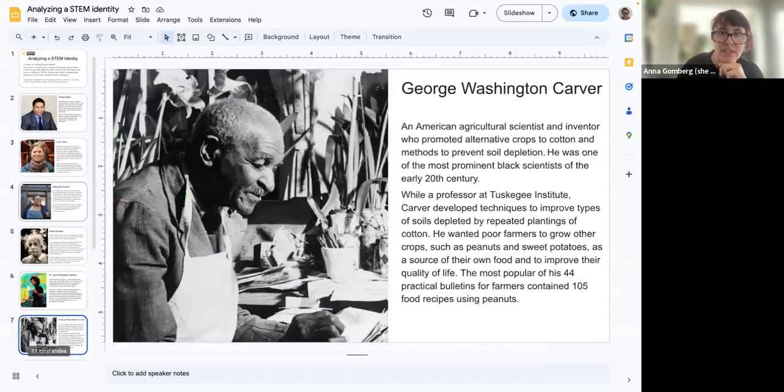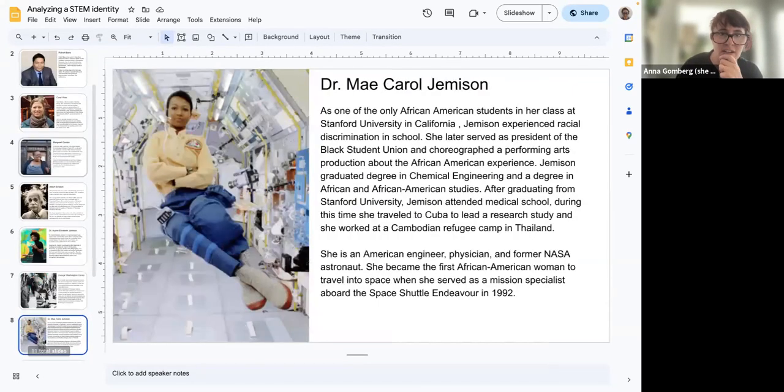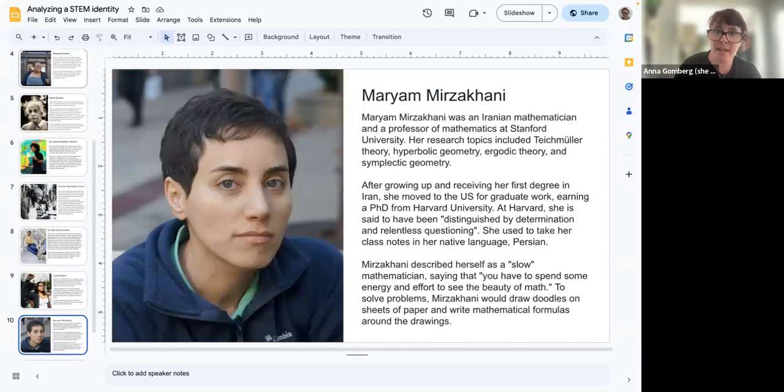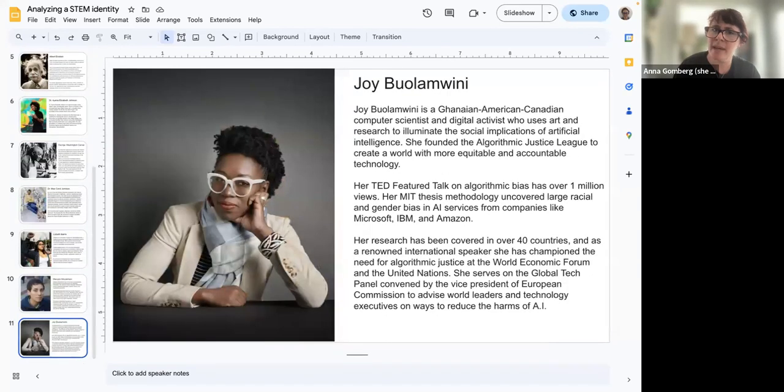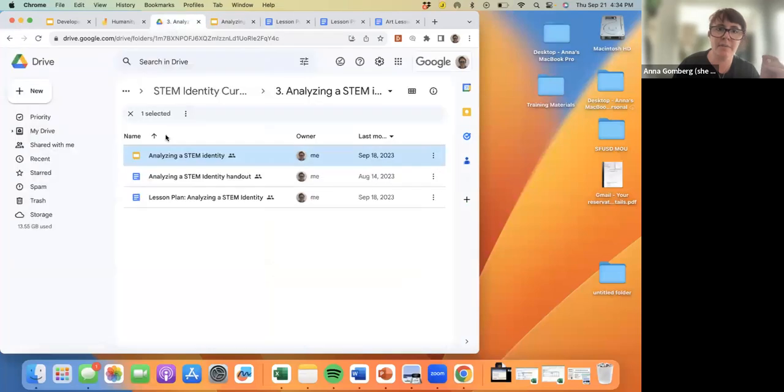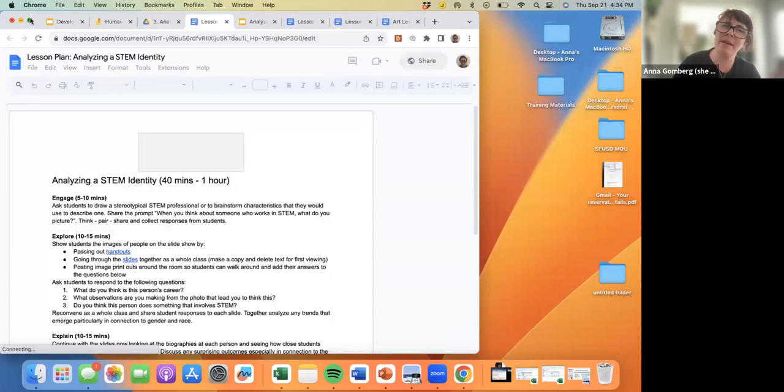Marine biologist, George Washington Carver, you've probably heard of. Mae Jemison, you've probably heard of. A youth climate activist, an Iranian mathematician who won the Nobel Prize, I think. And then this was Arjun's edition: a computer scientist and digital activist called Joy Buolamwini. So just a range of people that don't necessarily fit the stereotypical image of what people might expect.